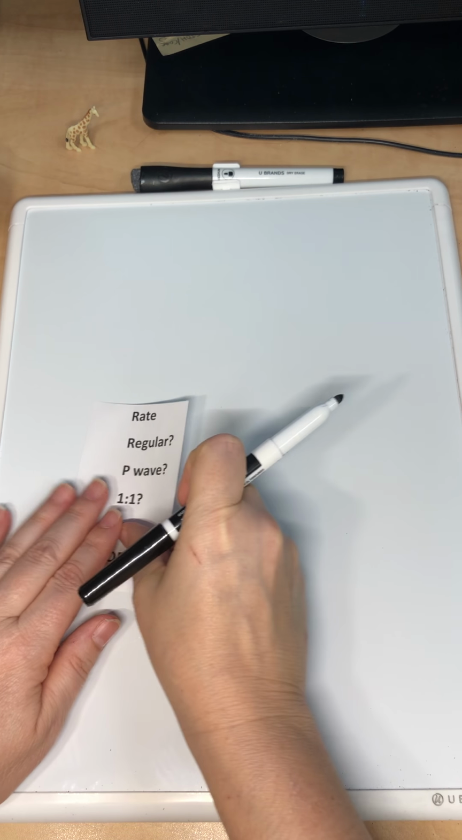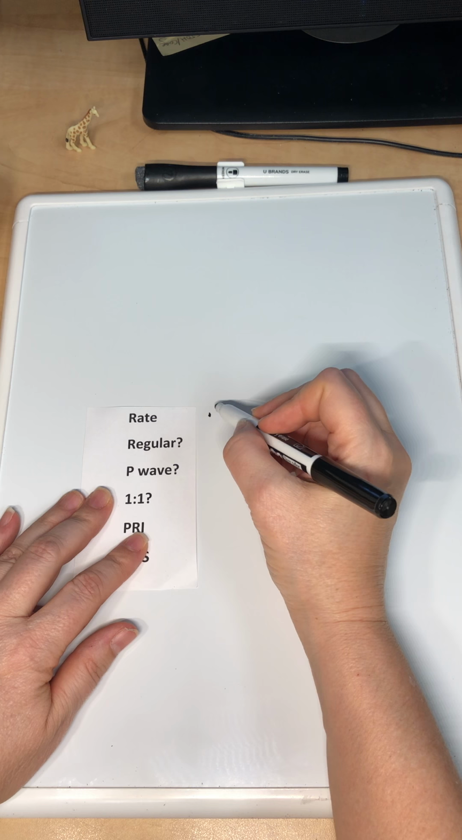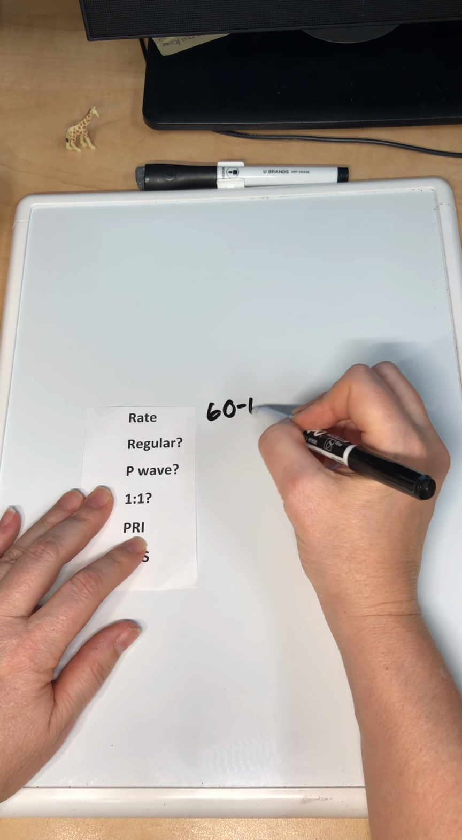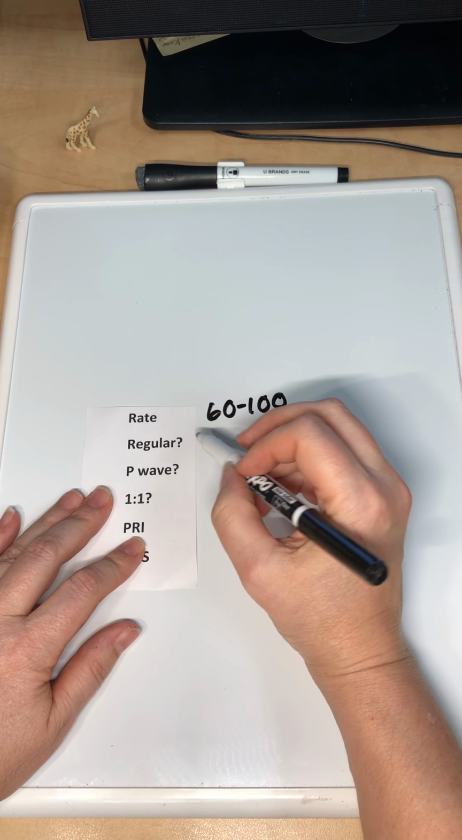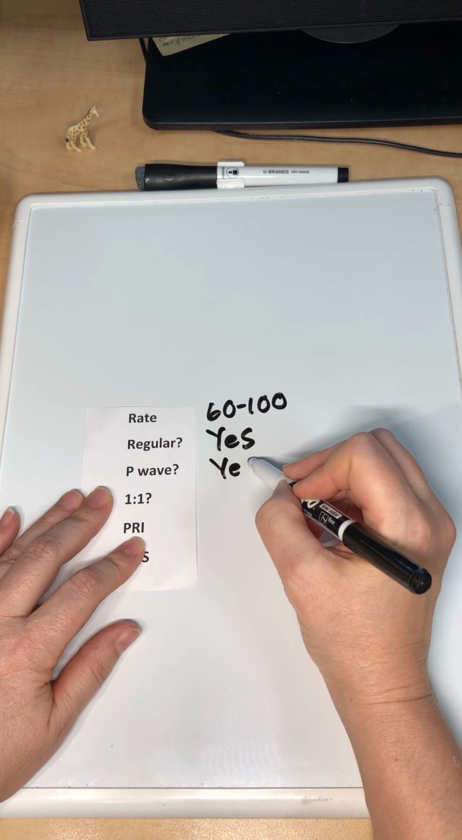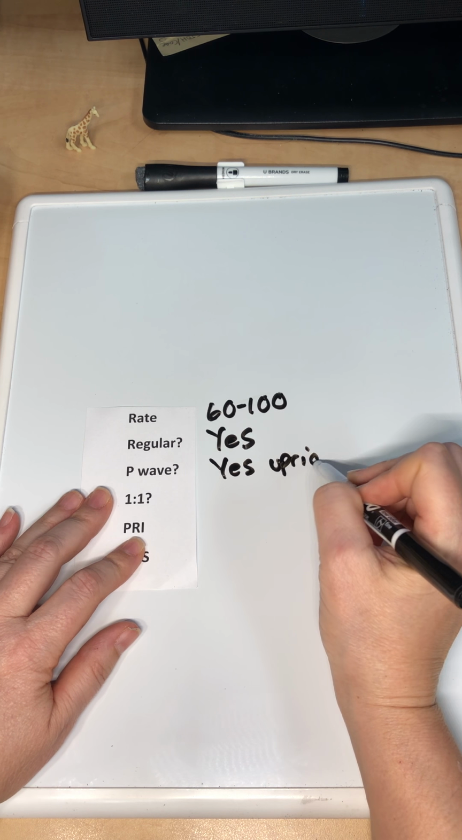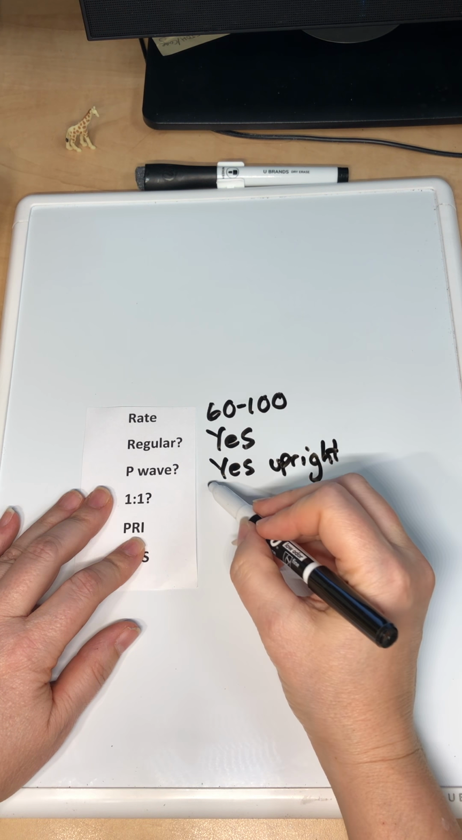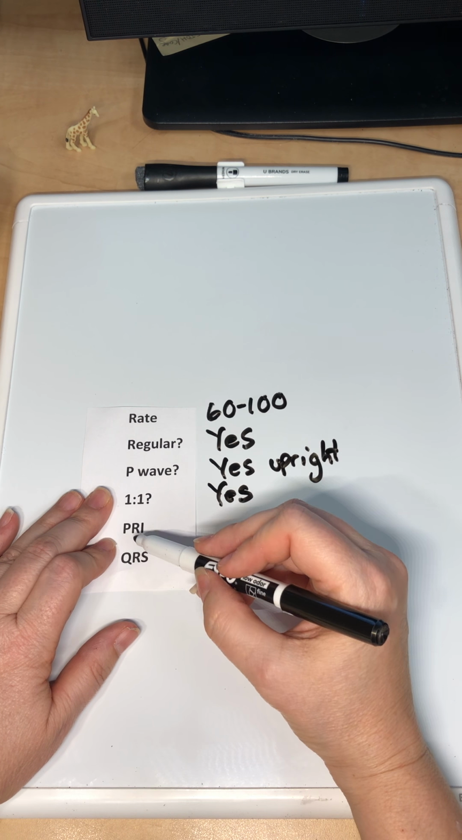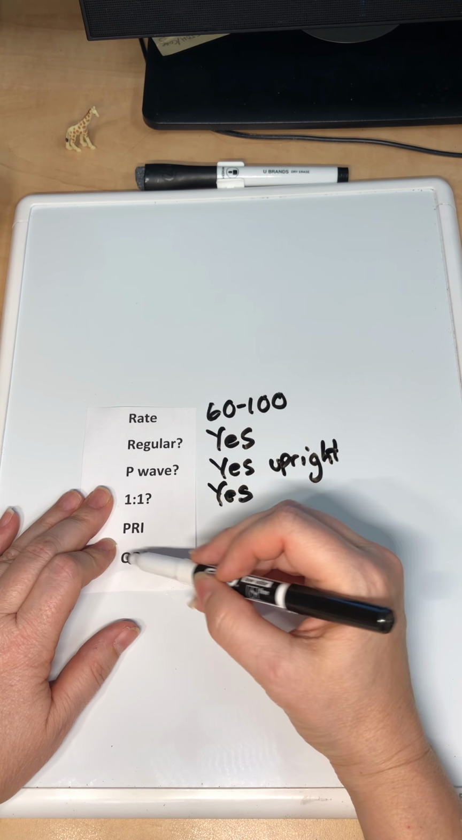Okay, now we're going to talk about irregular rhythms. All right. So remember how I said that the rate you want to be between 60 and 100, and you want it to be regular. You want it to have a P wave, ideally upright. 1 to 1, very important. 1 P wave for every QRS. The PR interval and the QRS, those are intervals.